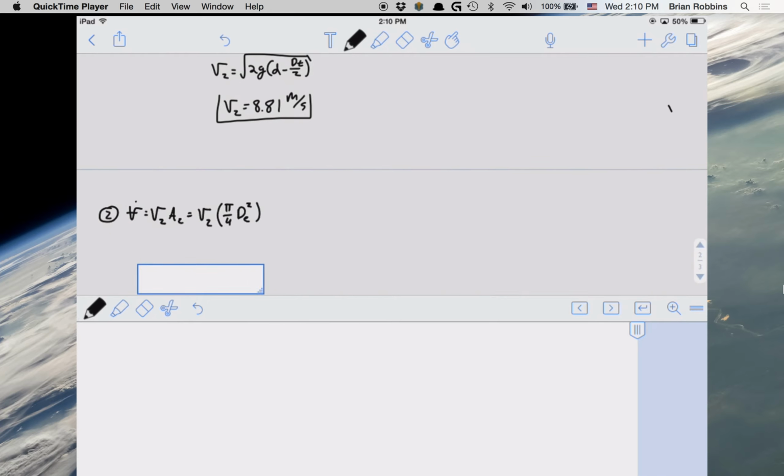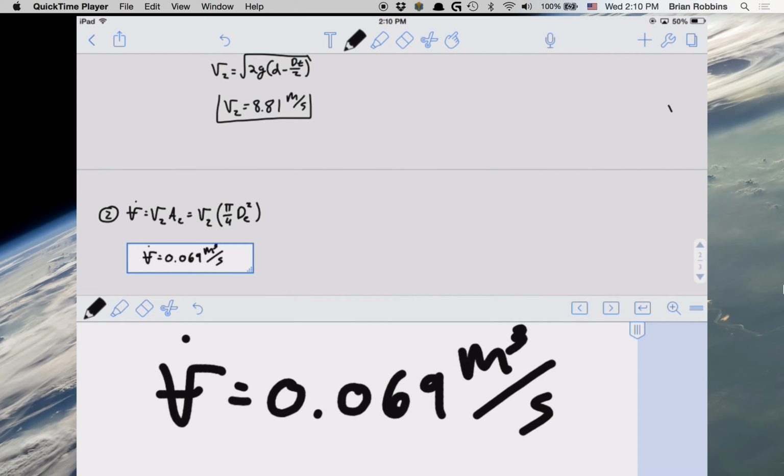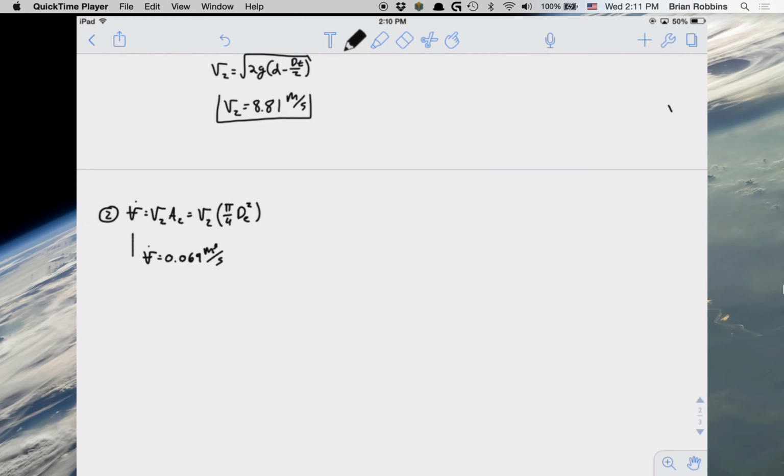Okay, now we can go ahead and say that V dot, when we plug in all of our known values, is equal to 0.069 cubic meter per second. Okay, and that is our final answer for part 1. So we now have the volumetric flow rate for our fluid flow as it's going through the pipe, which remains constant throughout the pipe because we have constant density.